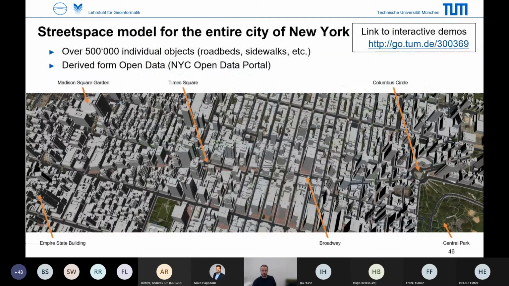Another quick example is this, to show you the scale that is possible. This is a street space CityGML model that is available for the entire city of New York City, for example, which was originally created from open data and which is also accessible. So the link is provided in the slide. You can have a look at this model yourself if you are interested.